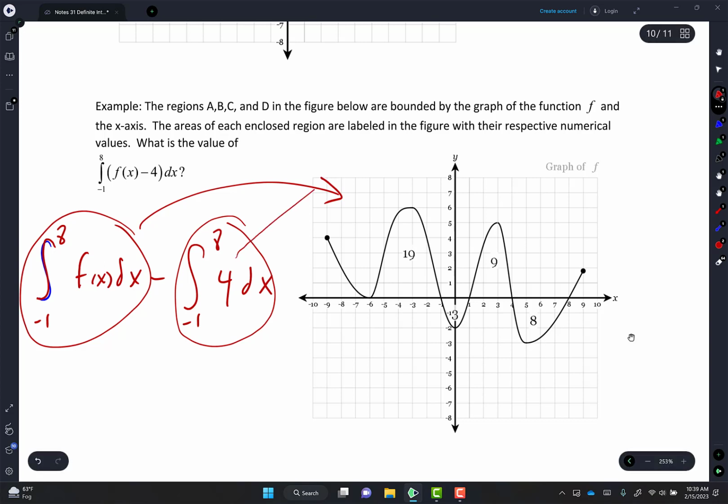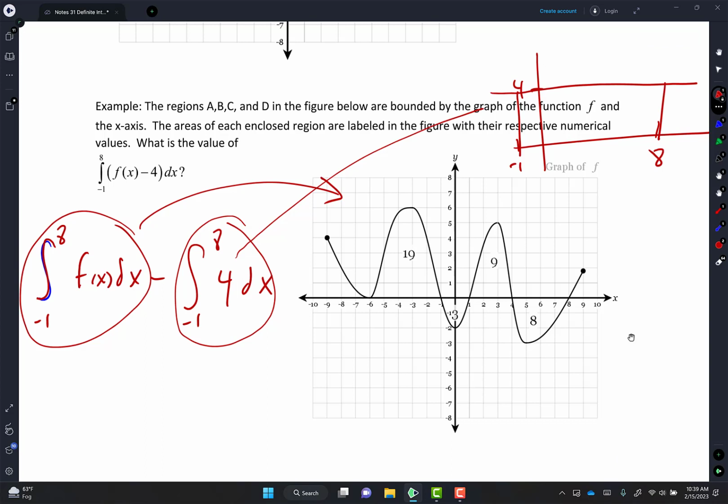Remember what this means, guys. I'll write it over here. So look, here's my graph. Here's negative 1. Here is 8. Here is 4. That's just a rectangle, guys. Find me that area, right? So here we go, negative 1 to 8. Negative 1 is right here and 8 is right here. So what is that number? It's negative 3 plus 9 minus 8.